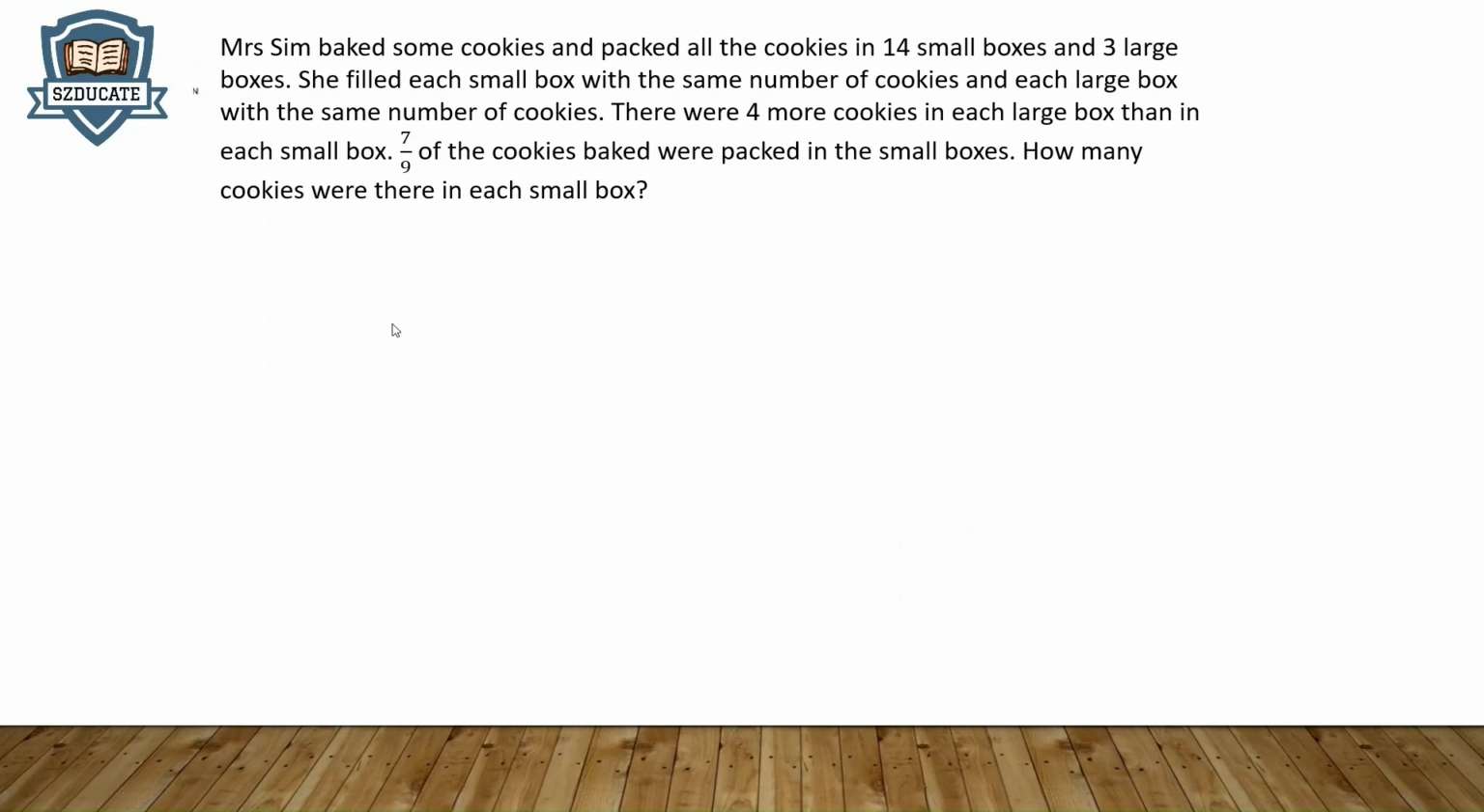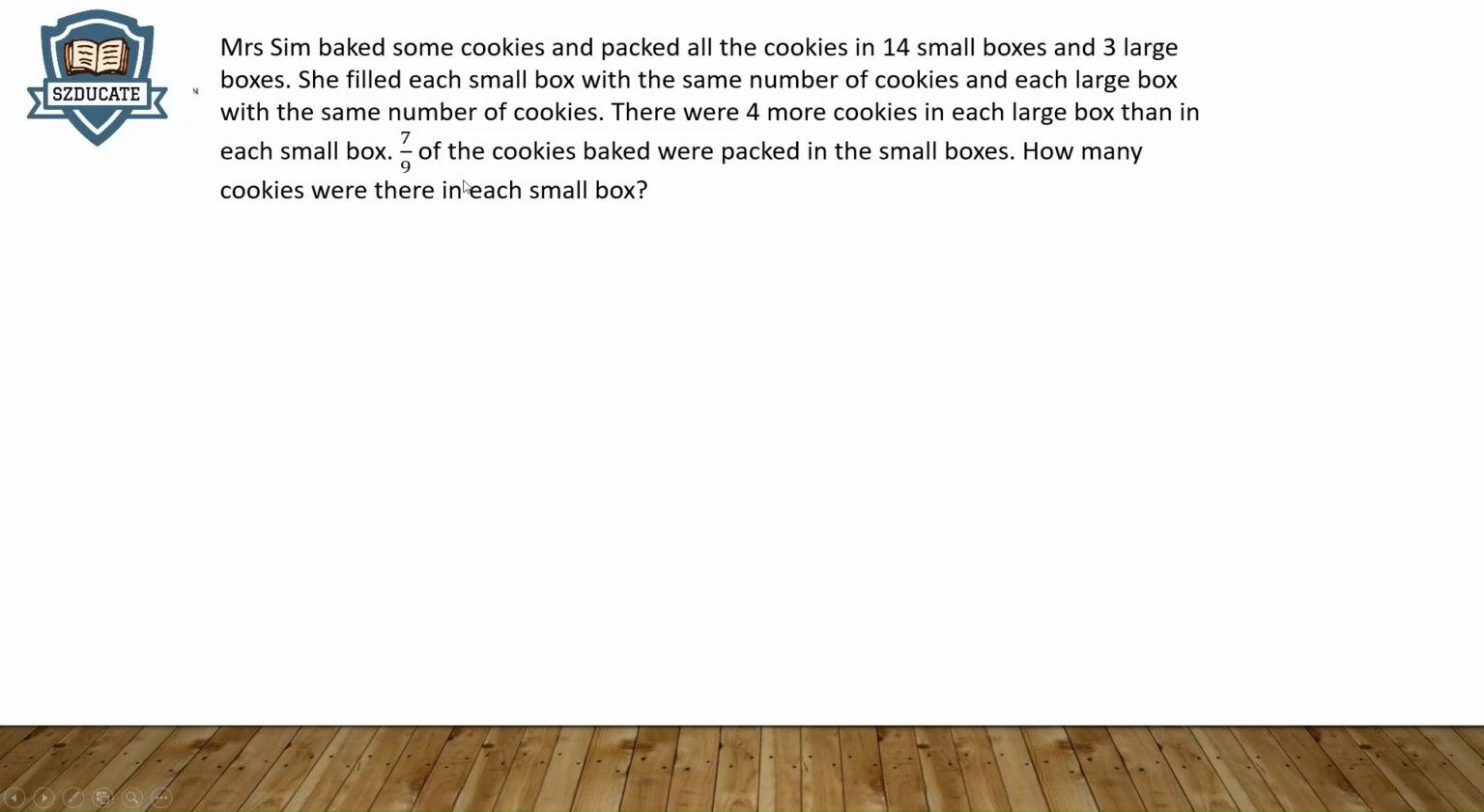Now, this question is actually not hard. But if you start from the wrong angle, the wrong approach, then it will be very hard, which I actually found when I did it the first time. Most people would start from 14 small boxes and 3 large boxes, and then the 4 more. But you'll get stuck somehow. The best way actually is to start from the ratio.